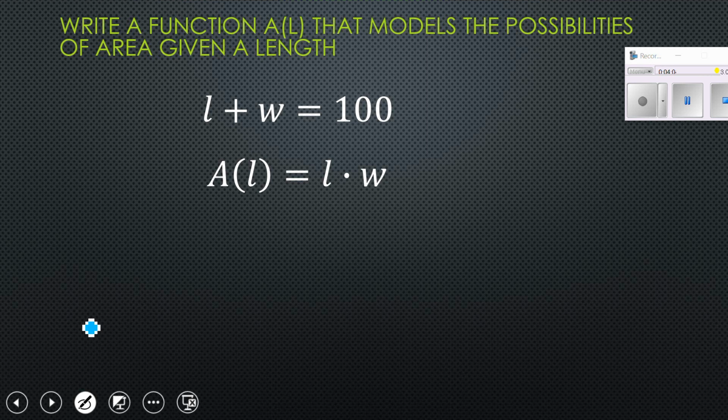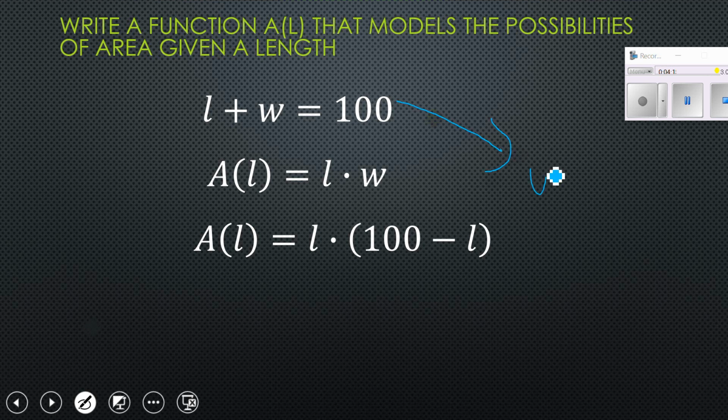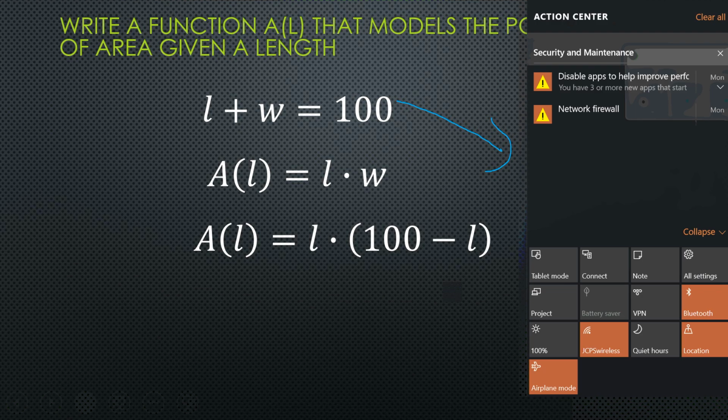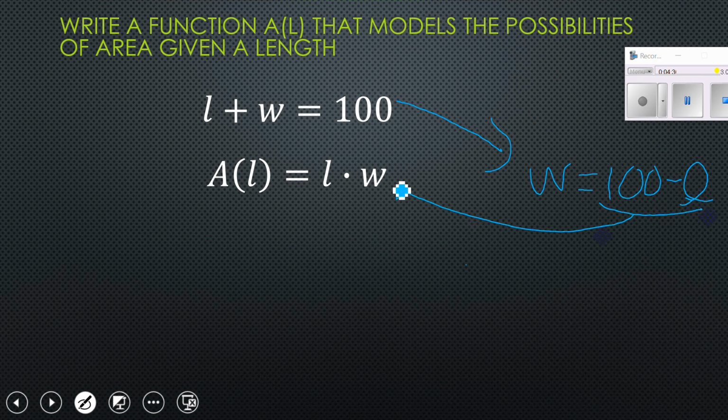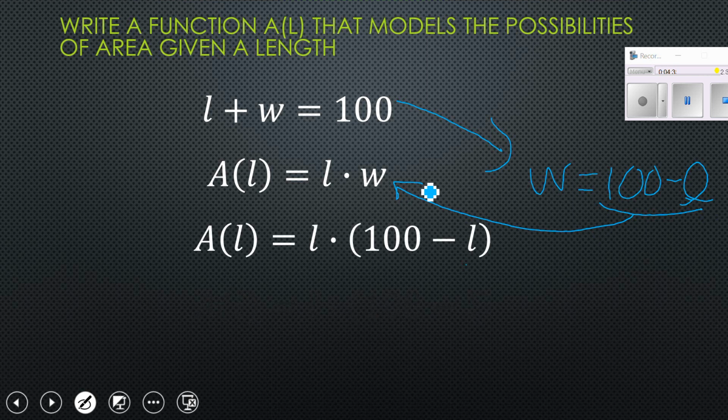We're going to use a little trick in algebra, and this is why I like this problem so much. We're going to make a substitution here in just a second. Once we solve L plus W for W, remember what we did, we said W equals 100 minus L. So this piece right here actually equals W. If we plug it into our equation, notice what we get. We get something with just two variables.